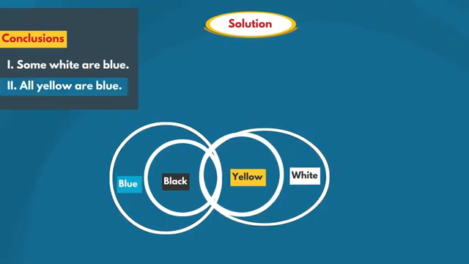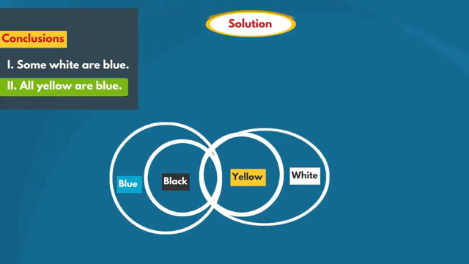Second conclusion, all yellow are blue. In this conclusion, there are no negative words like no or not. So this is a positive, definite conclusion. For this type of conclusions, no need to draw alternate diagram. So check this conclusion with the basic diagram.